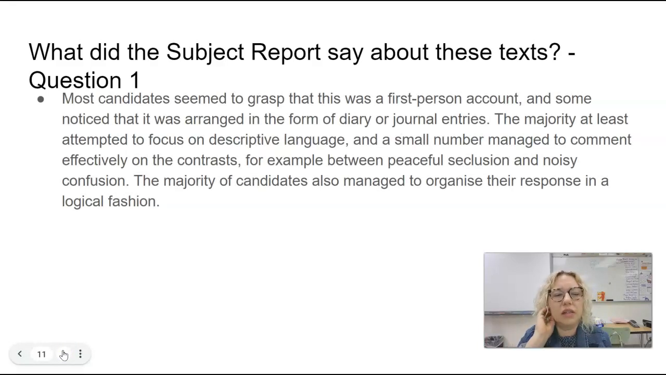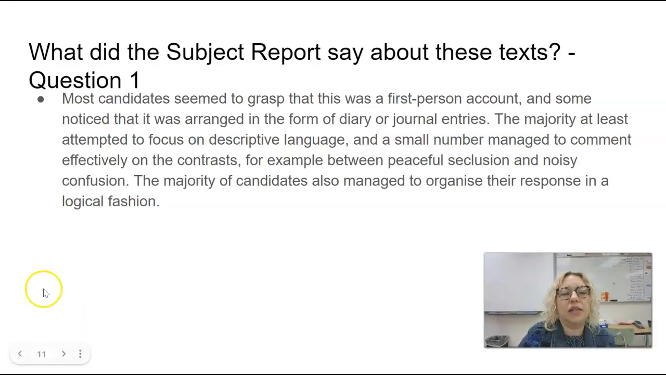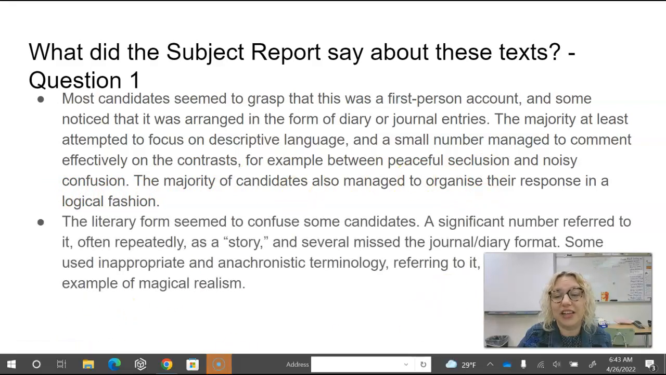So one thing that they said was that most candidates seemed to grasp that this text was a first-person account. And when I'm saying this text, I'm talking about Text 1, the excerpt from Prospero's Cell by Lawrence Durrell. And some noticed that it was arranged in the form of diary or journal entries. The majority at least attempted to focus on descriptive language, and a small number managed to comment effectively on the contrasts, for example, between peaceful seclusion and noisy confusion. The majority of candidates also managed to organize their response in a logical fashion. So those were things that worked well, the examiners are saying.